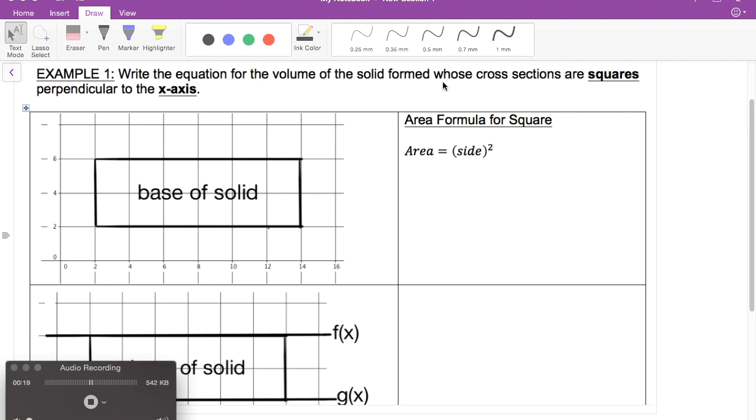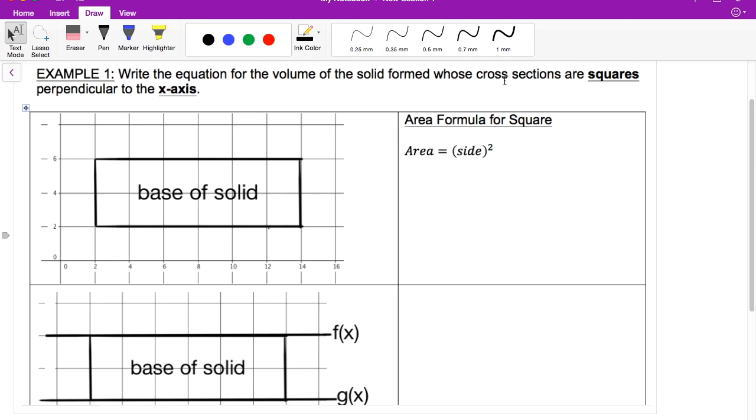Okay, so this is example 1 in your packet, and the problem goes as follows. Write the equation for the volume of the solid whose cross sections are squares perpendicular to the x-axis. There are always three main parts that you should be given in these volume problems, which actually two. You should always be told what the cross section is.